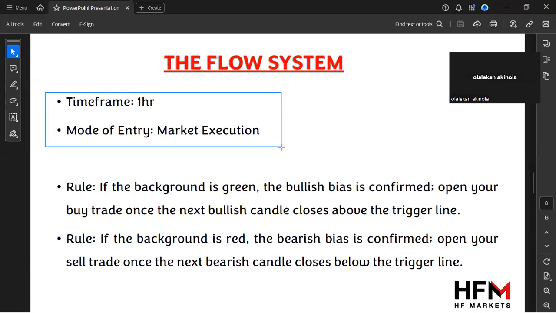It can be adjusted to your own will, which means even if you want to swing with the flow system, you can swing with it on a higher time frame. You can.